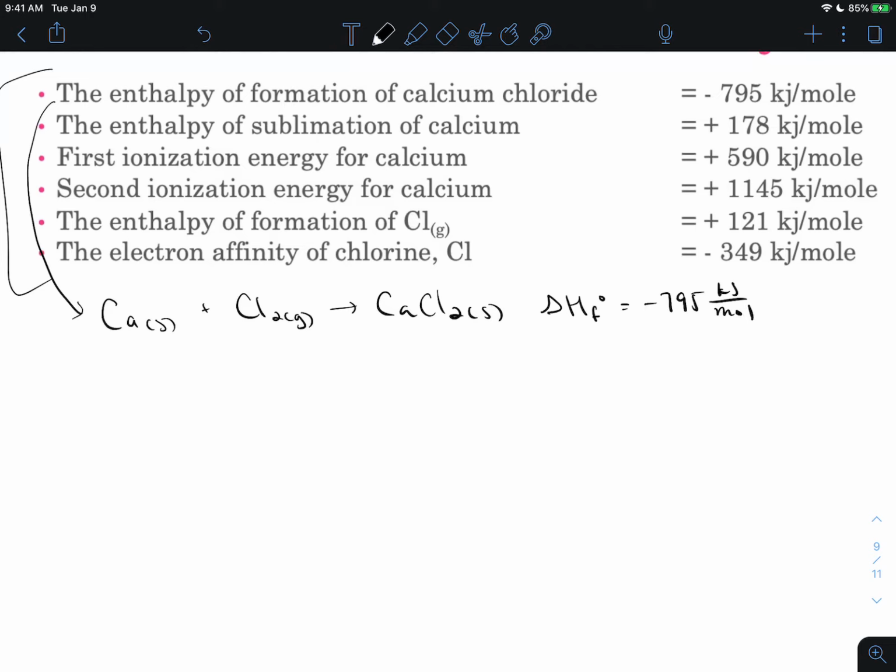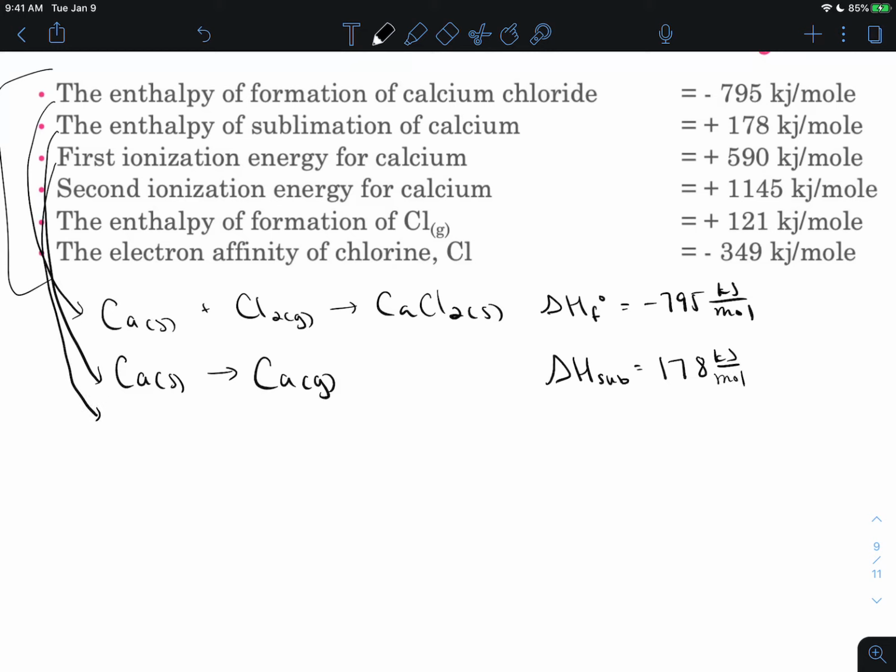Then we have our enthalpy of sublimation of calcium, going from calcium solid to calcium gas. That has a sublimation energy equal to 178 kilojoules per mole. And then we have our first ionization energy, which is taking our gaseous calcium and removing one electron.